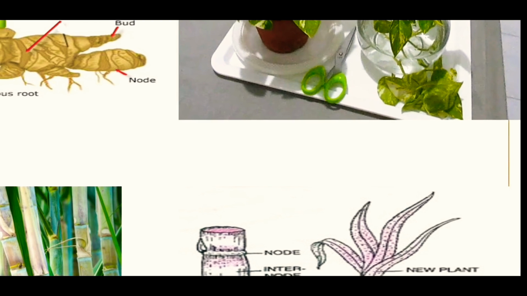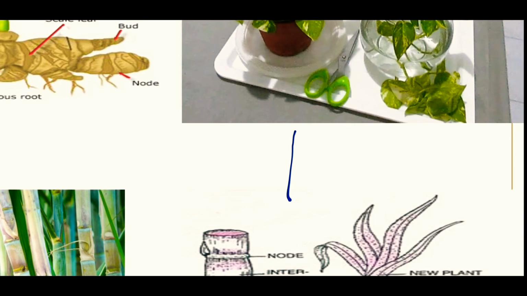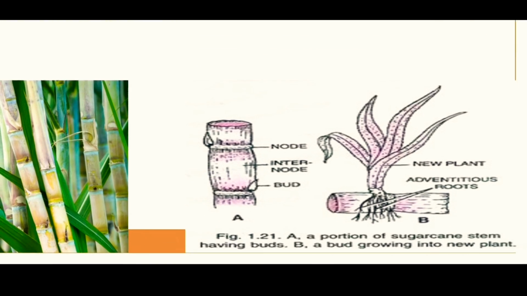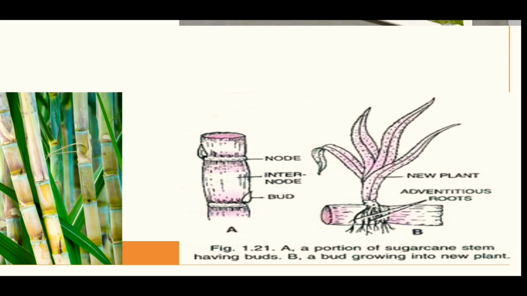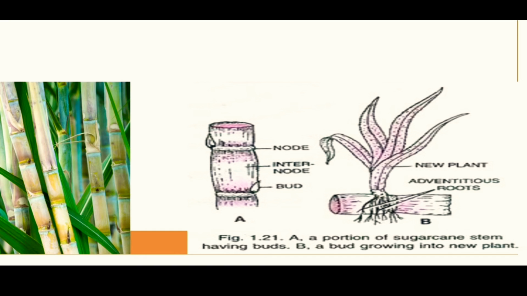Let's see this very clearly. If you look at it very clearly, you can understand this is node and this is bud. Okay. Finally, we understood the difference between node and the bud.